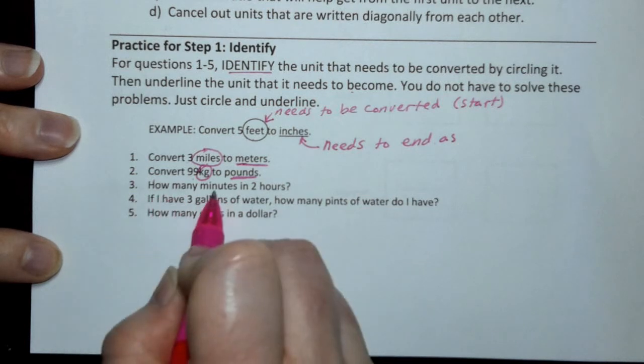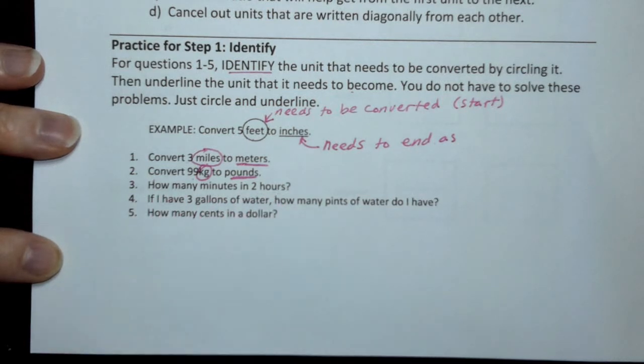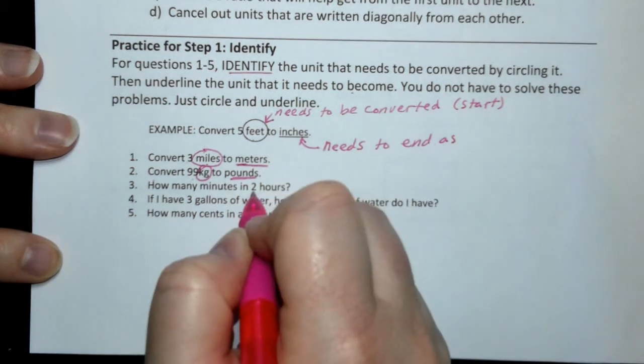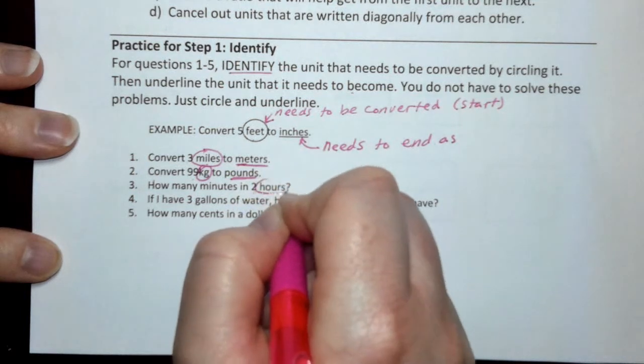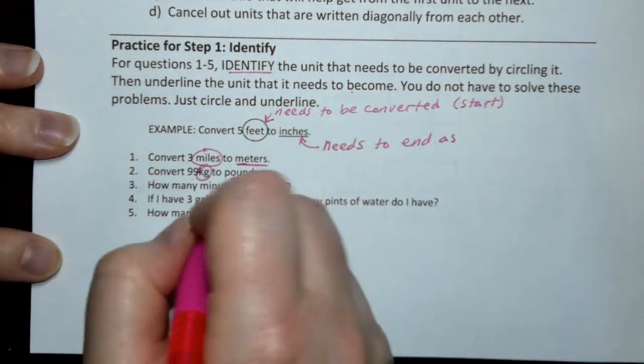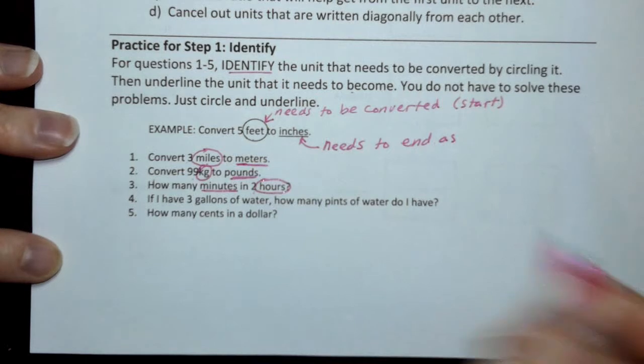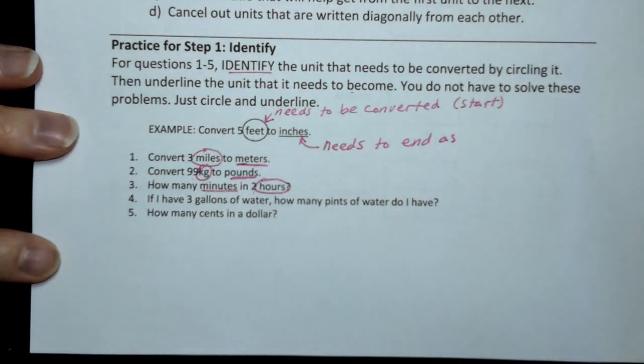How many minutes are in 2 hours? Okay, read that one again. How many minutes are in 2 hours? What unit do we have to start with? We're going to start with the unit that has the number on it. So I'm going to say we're starting with hours, and we're going to end with minutes. So this one was backwards because it was written backwards.